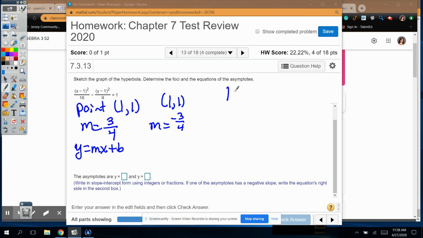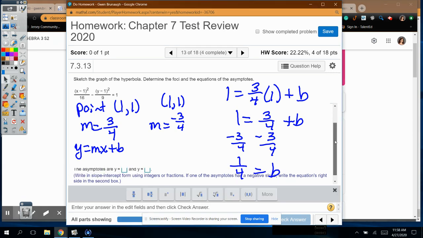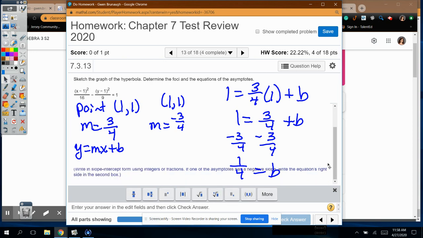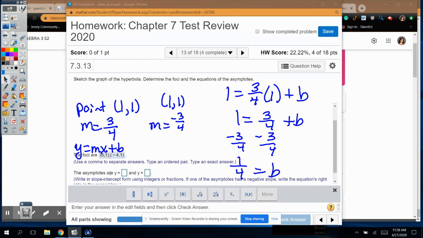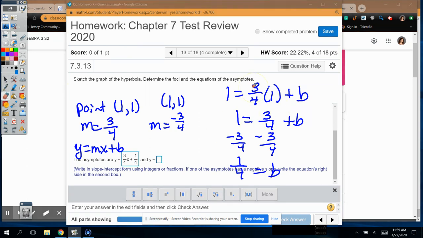So, 1 equals 3/4 times 1 plus b. 1 is 3/4 plus b. Subtract 3/4. 1/4 is my b value. So my first equation is y equals 3/4 x plus 1/4. Now, the second one, you'll do the exact same thing, except you're going to use the negative 3/4 slope.